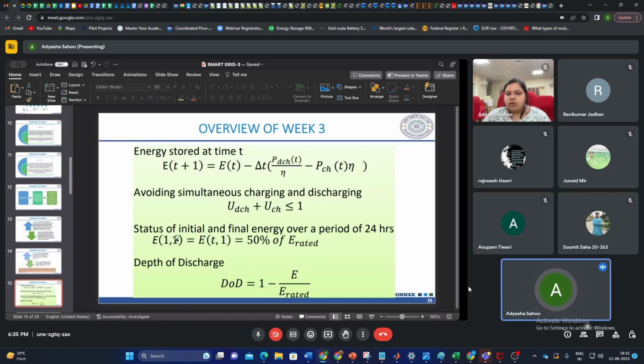And obviously we want that at the end of the period, the SOC remaining in the battery should be a certain percentage of the rated, maybe 50%, maybe 80%. So let's say you are optimizing over a 24-hour interval. We are enforcing that at the end of 24 hours, this much battery SOC should remain in my battery. So this constraint is used for that. And this, I think, is a relation for depth of discharge. It is not a part of the optimization model.